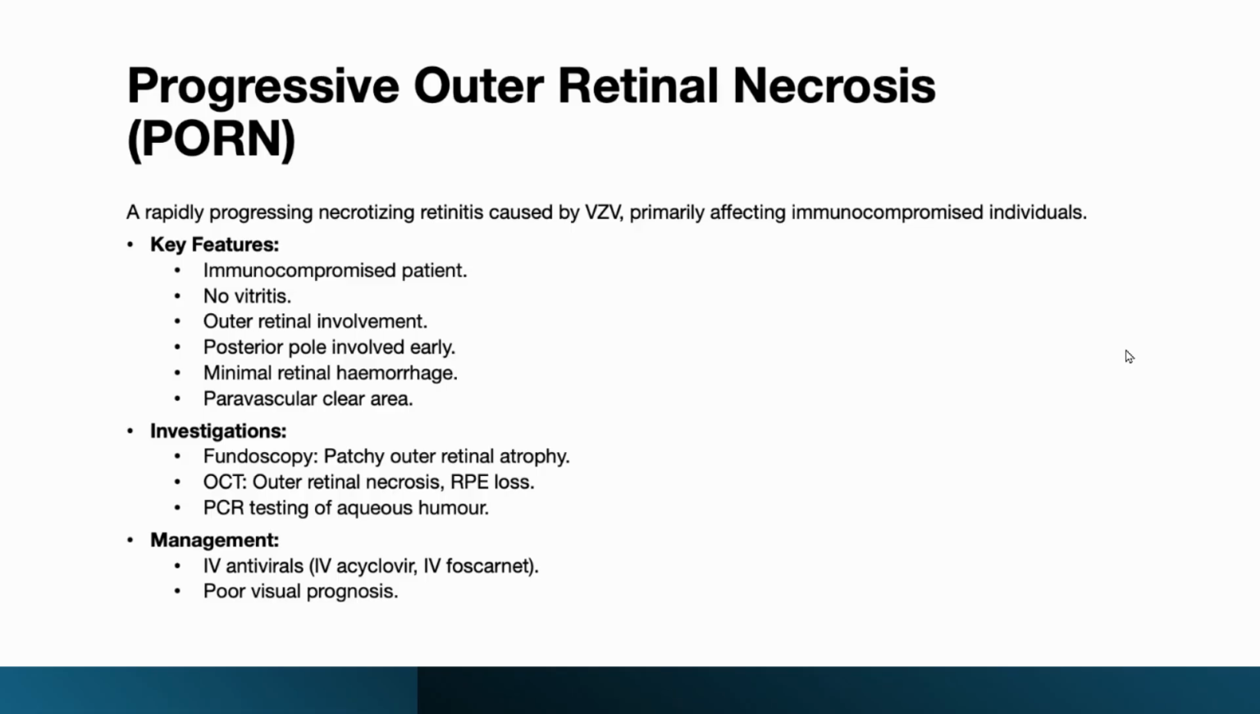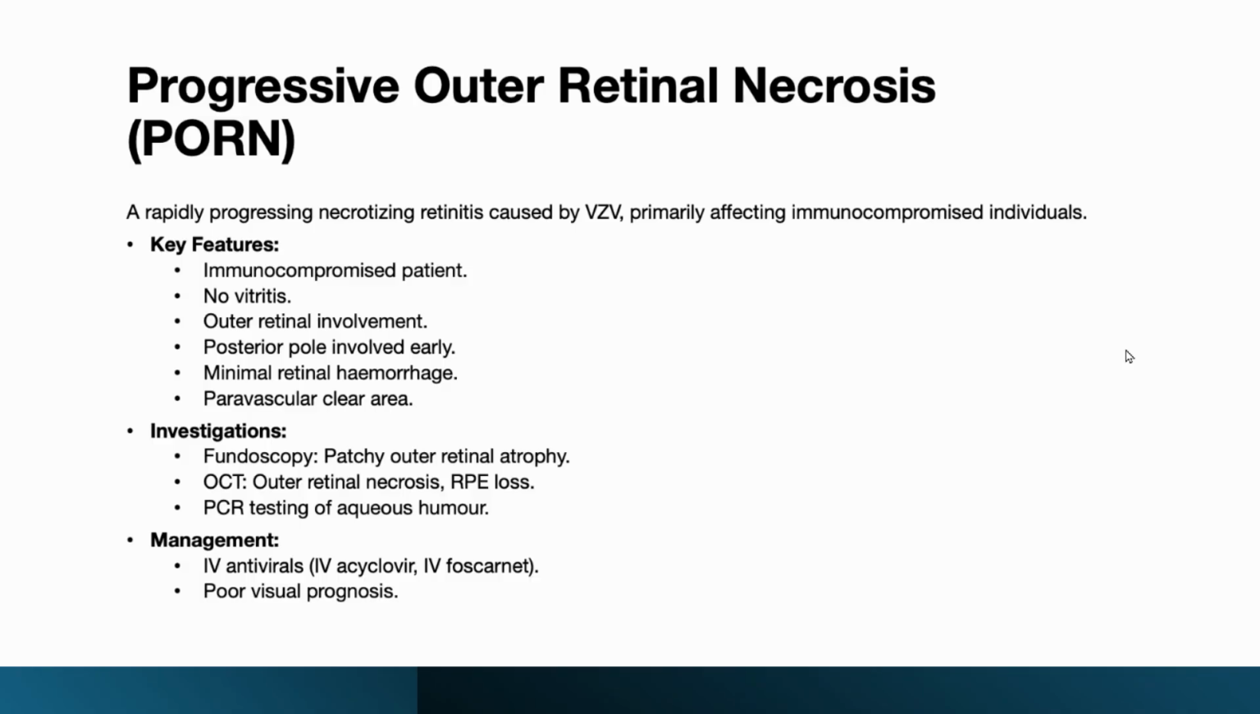An example of another rapidly progressing necrotizing retinitis is progressive outer retinal necrosis, or PORN, caused by VZV. It primarily affects immunocompromised individuals. Unlike ARN, PORN is characterized by the absence of vitritis. There is predominant outer retinal involvement and early involvement of the posterior pole. There may be minimal retinal hemorrhage and a paravascular clear area.